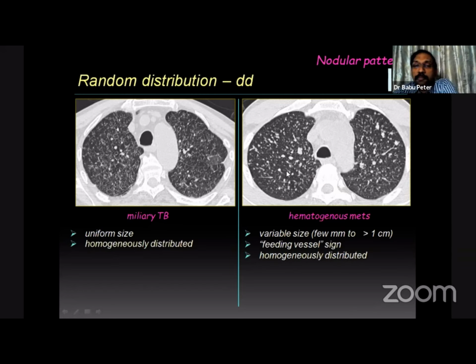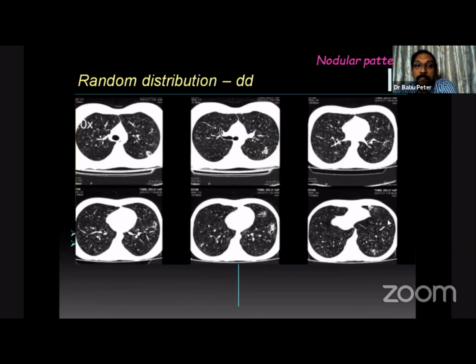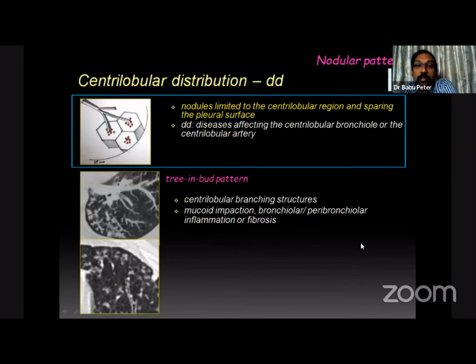On the other hand, miliary metastasis can be seen, especially with thyroid malignancy or breast carcinoma. You again get multiple random distribution of nodules with slightly non-uniform size, and there may be a feeding vessel sign, which can be seen in case of hematogenous metastasis. So this is a patient who has small cavities with bilateral uniform distribution of nodules, which is a typical miliary tuberculosis pattern.